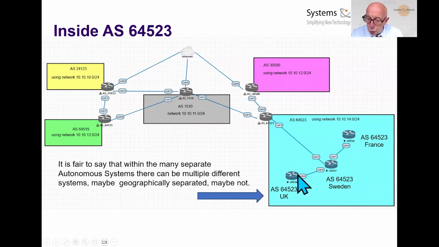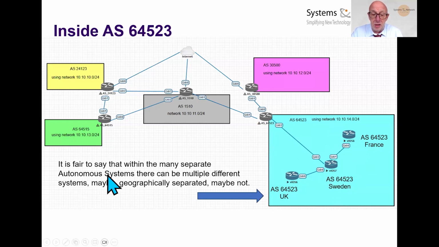The UK sites would be able to communicate with Sweden and France, but because they are internal to AS64523, these would be using internal BGP, and we'll see that a bit later on. The admin distance for internal BGP on these devices is 200, so it's quite easy to distinguish between the two.